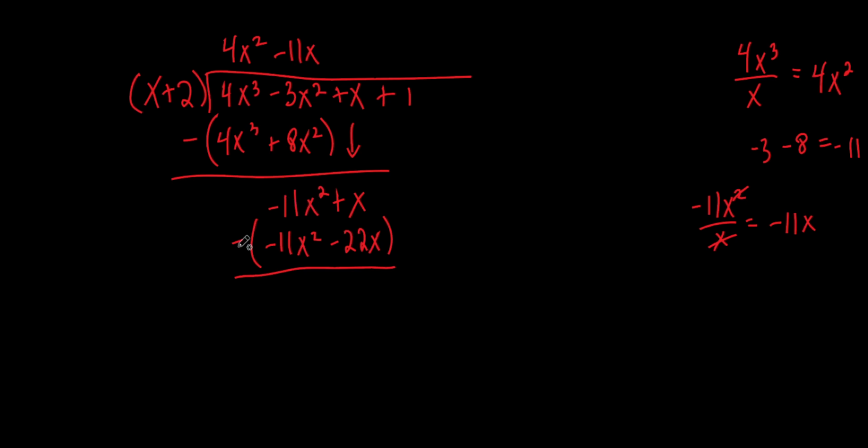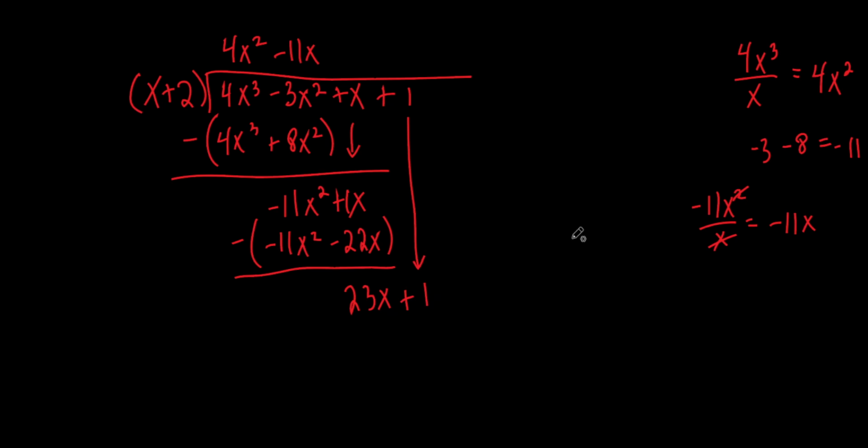Negative 11x squared minus a negative. What's minus a negative? It's plus. Negative 11 plus 11x squared is 0, so that'll cancel out. Let's do the next one. This is x minus a negative. Again, minus a negative is plus. What's 1x plus 22x? What's 1 plus 22? 23x. Are we done? No. Bring down the 1. And it's a plus, so we put plus 1.